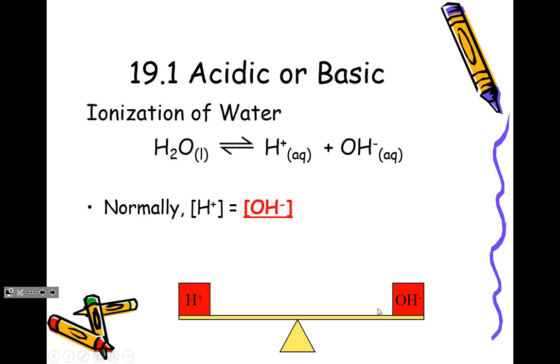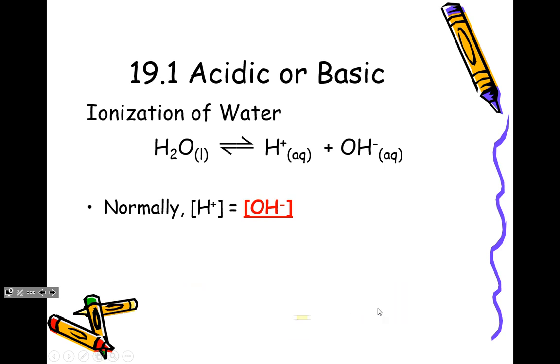Now, water only does this to a very small degree. So if you had a billion water molecules, like one of them would break apart. But remember, water molecules are very small, like all particles. So when you have a glass of water, you have many, many billions of molecules. So you will have some H+ and OH-. But in a true neutral solution, the H+ will equal the OH-.